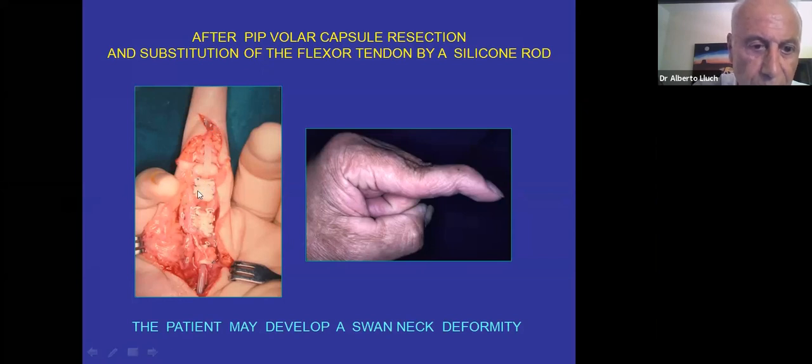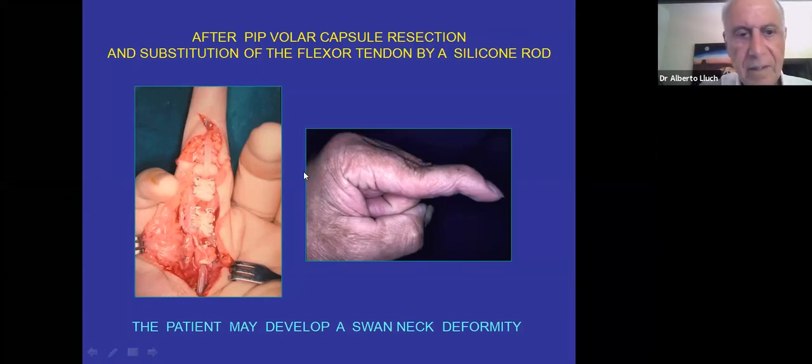This is the pulley reconstructed, the A2 pulley, a little bit distally, and another A2 pulley more proximal. And this is the pulley that remained intact. And this is the silicone rod proximally.